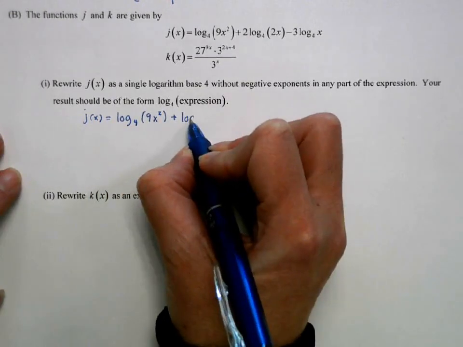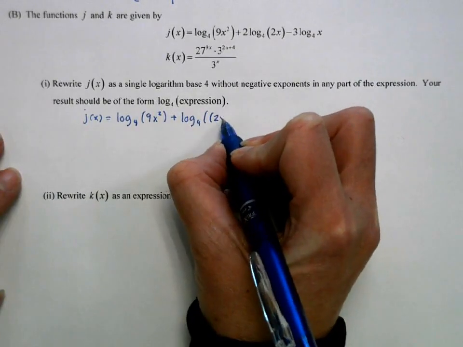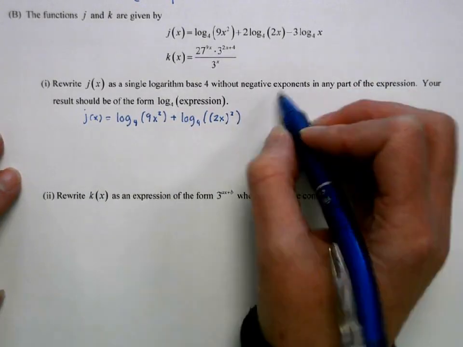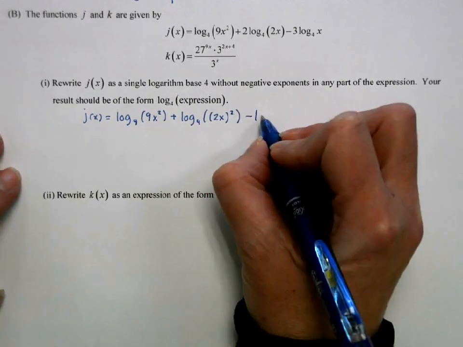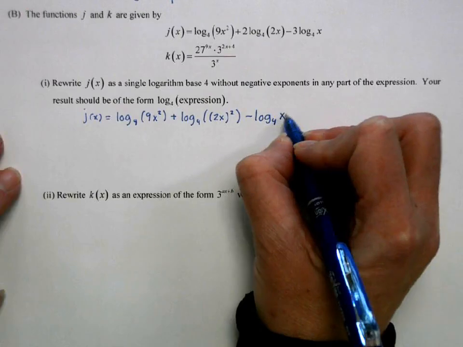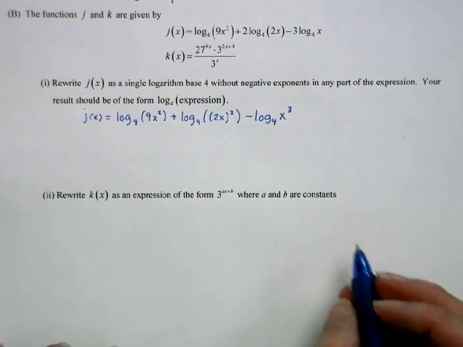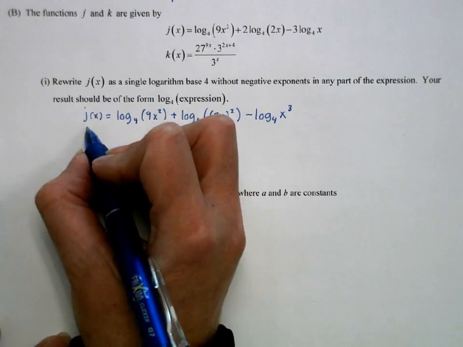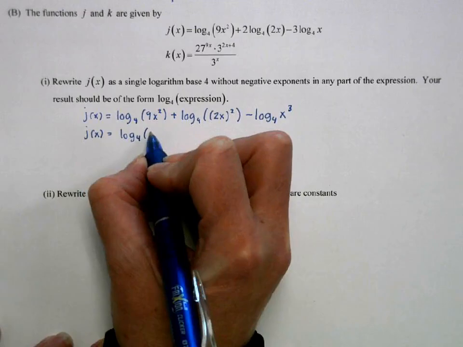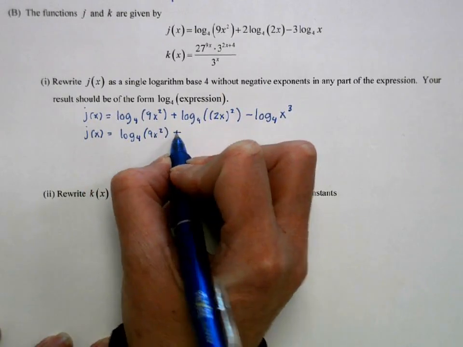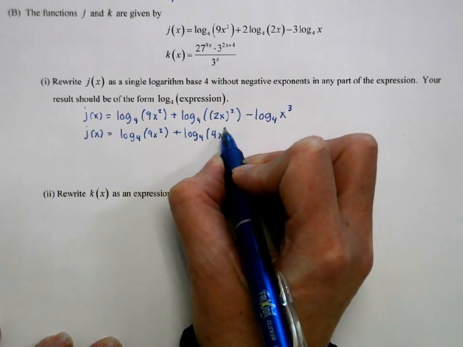So this will become log base 4 of (2x) squared. And I put that in parentheses because that squared is going to apply to both of those. So before I do my next step, I'm going to clean that up a little bit. So log base 4 of 9x squared. Log base 4, so this becomes 4x squared.